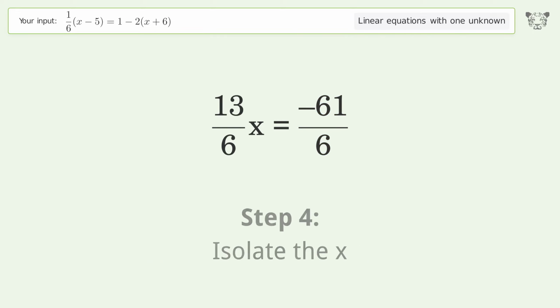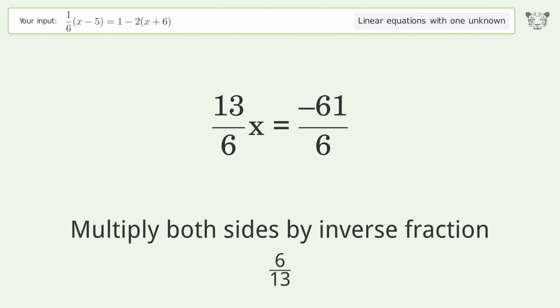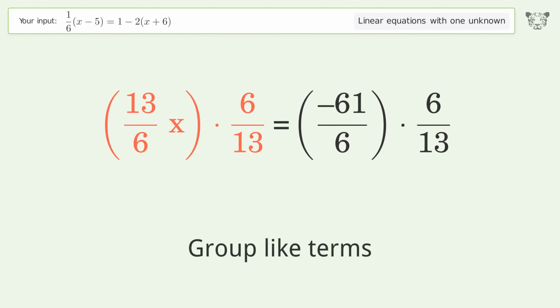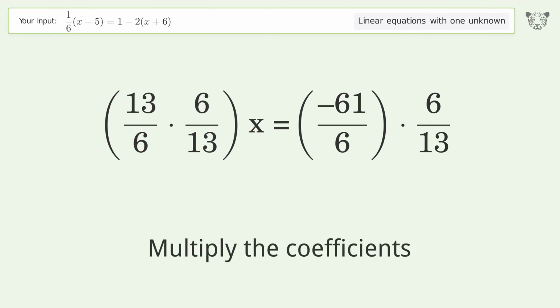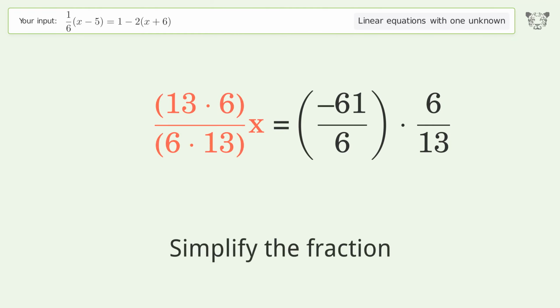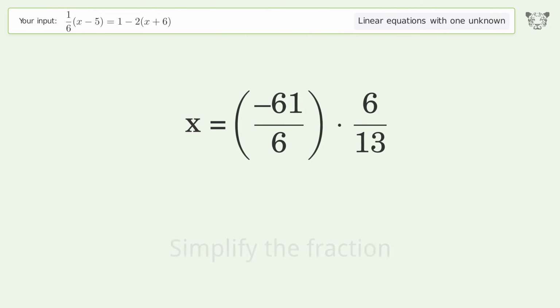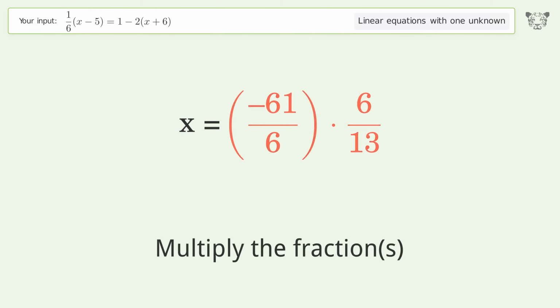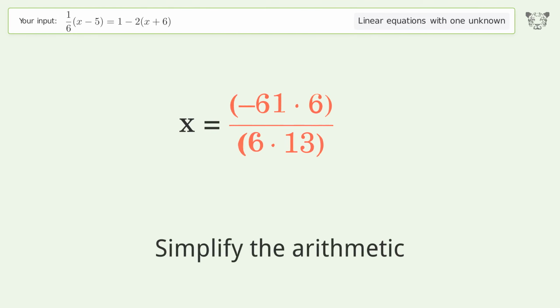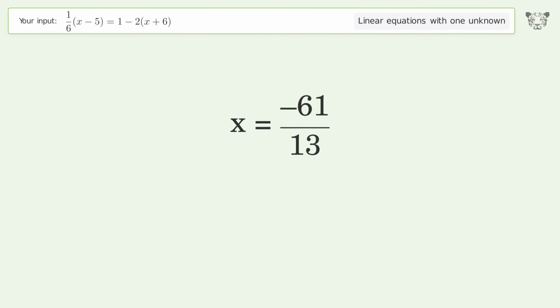Isolate the x. Multiply both sides by inverse fraction 6/13. Group like terms. Multiply the coefficients. Simplify the fraction. Multiply the fractions. Simplify the arithmetic. And so the final result is x equals -61/13.